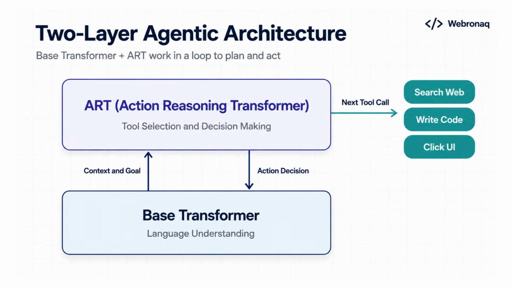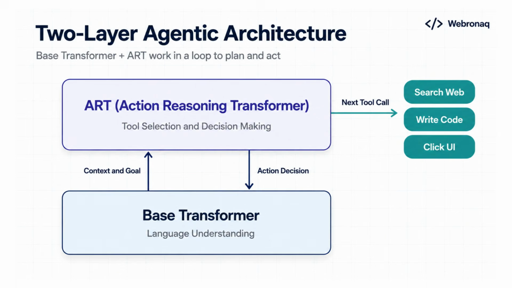Alright, so how does Muse Spark 1.1 actually work under the hood? At its core, the model is built on a transformer architecture, just like most large language models today. But what makes it agentic is a second layer on top of that, a module Meta calls the Action Reasoning Transformer, or ART. While the base transformer handles language, ART handles decisions. It takes the current context and the model's goal, and it decides what tool to use next. Should the model search the web, write code, click a button? ART makes that call. The base transformer and ART run in a tight loop, each feeding information back to the other.